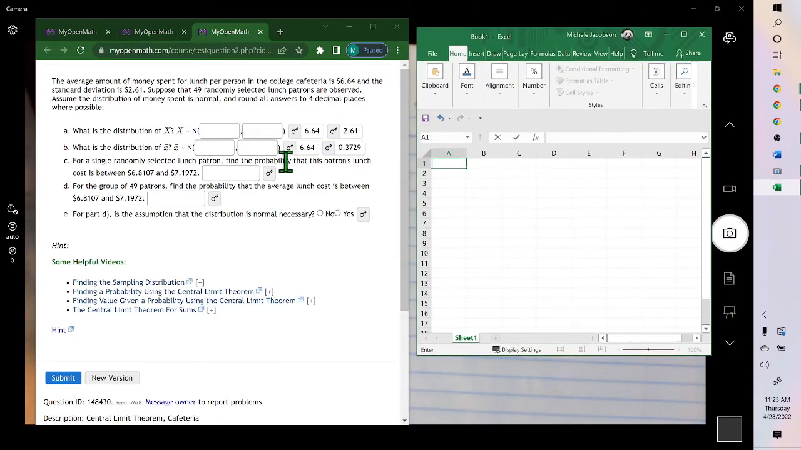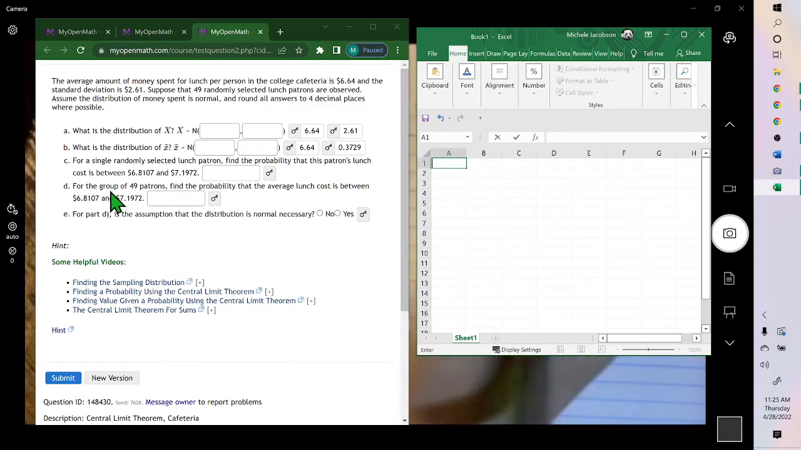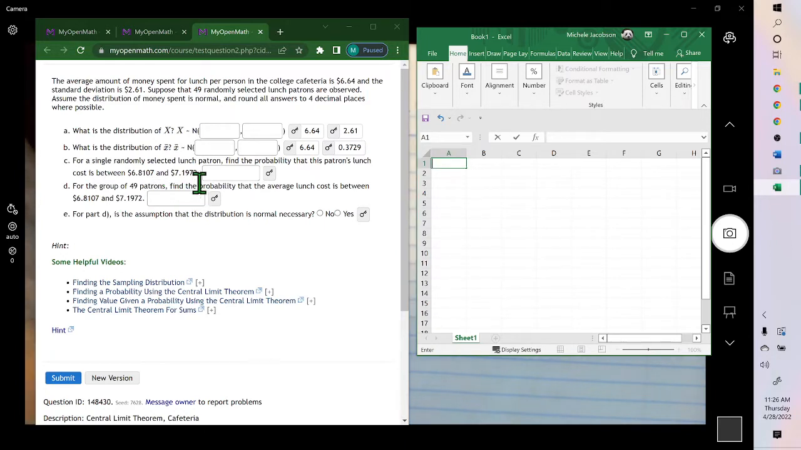Okay, let's look at C. For a single randomly selected lunch patron, find the probability that this patron's lunch is between 6.8107 and 7.1972. Okay, so to find that, this is a randomly selected person, so we're using the mean and standard deviation from part A.